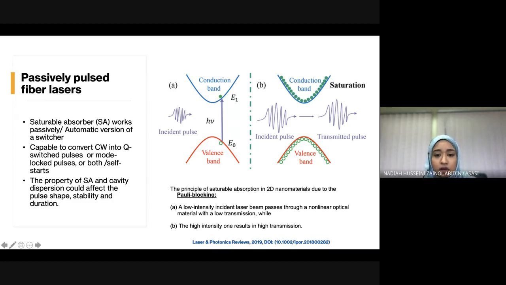All right, so this is called saturable absorption. This is to put it simply. Of course, you can read more on it later. Okay, so the property of your nanomaterial or the property of your SA, in combination with the design of your fiber laser, will determine your pulse shape, your stability, and duration. So it is equally important to design your fiber laser as well as choosing the right SA, right?